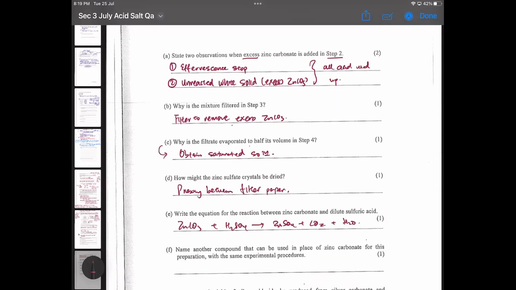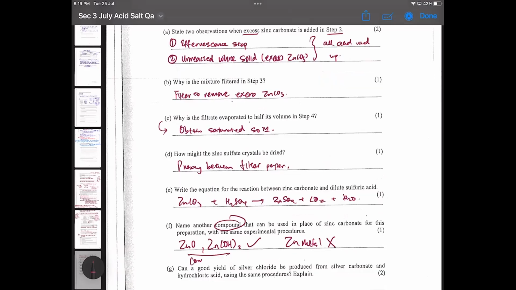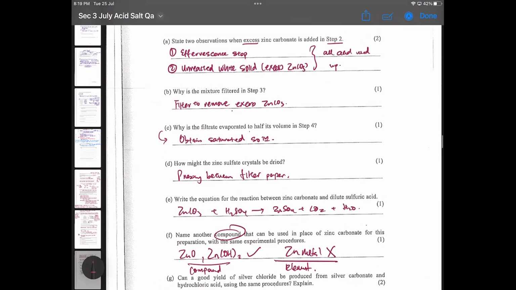So other than carbonate, what can I use? Exactly the same as in front. Zinc oxide, zinc hydroxide. Okay, these two will be correct. Now we write zinc metal. This will be wrong. Just now we said zinc is okay. Now we say cannot because the question here says compound. Okay, these two are compounds. But metal is not a compound, it's an element. So just for this sneaky thing that was inserted, we cannot use zinc metal. Otherwise, zinc metal works. Just that for this question, there was a sneaky part there, so it doesn't work.